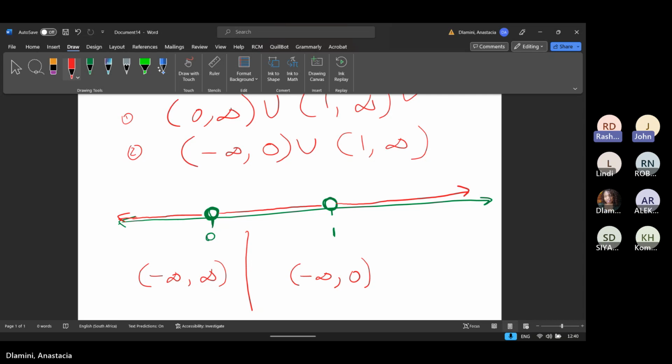Union from 0 to 1. It's not undefined. So from 0 and 1, all the values will be undefined. Why? Where is the red line? Between 0 and 1. Yeah. Are we done? Can someone help while you continue?